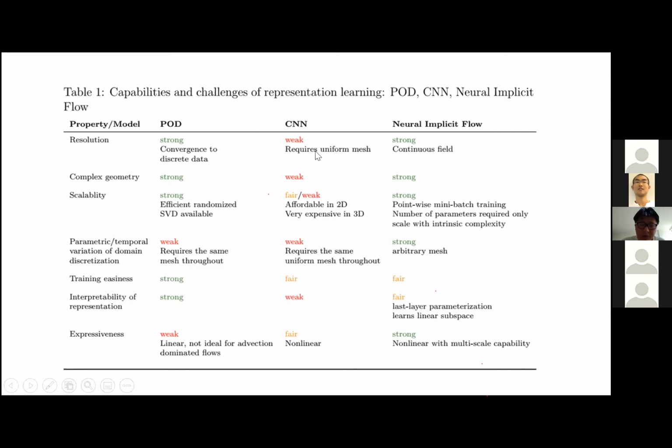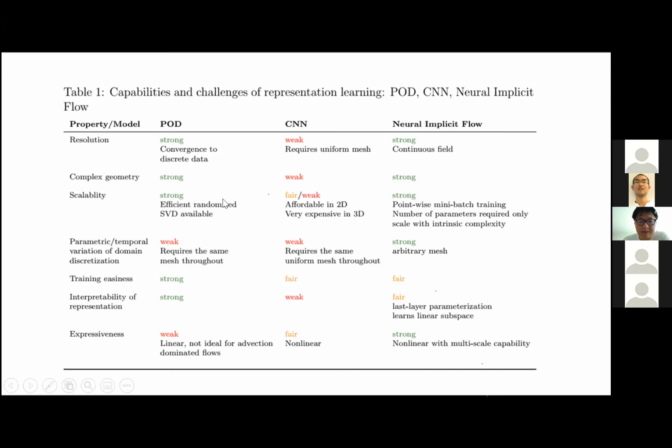However, the CNN is pretty weak in terms of resolution because it requires a uniform mesh. In terms of complex geometries, the POD can work with complex geometry, but not varying geometry. However, CNN is a little bit weak because if you have small geometry features, this pre-processing with a uniform mesh won't catch them at all. However, it's not a problem for Neural Implicit Flow because it's trained point-wise.